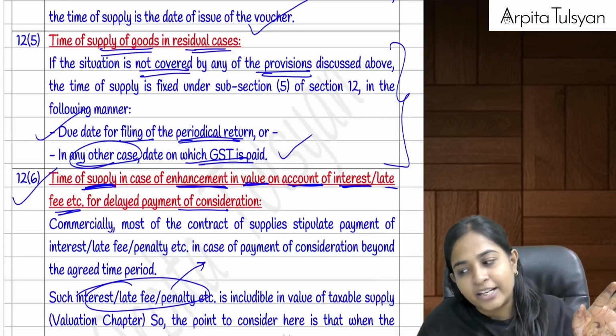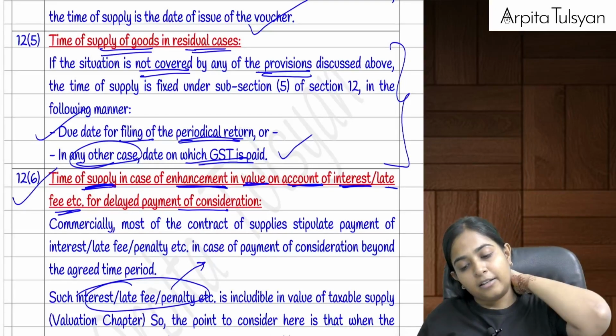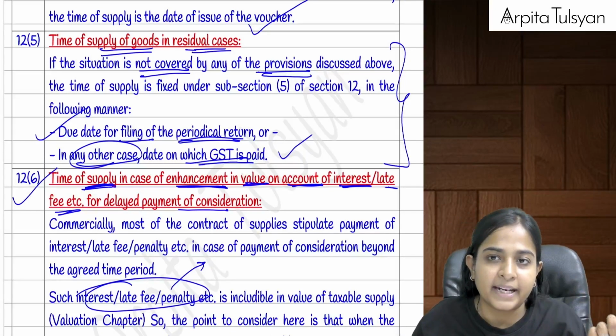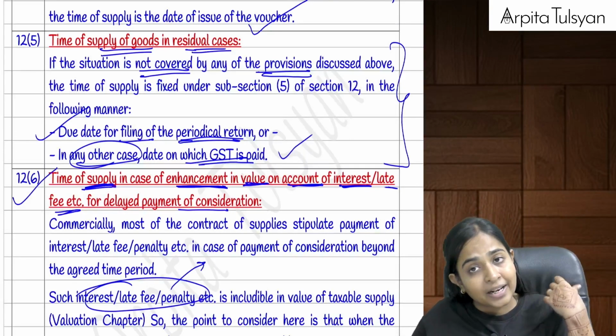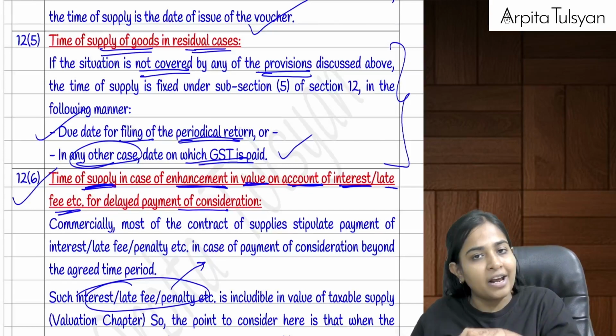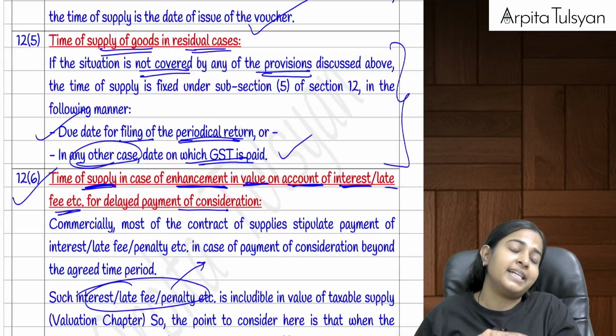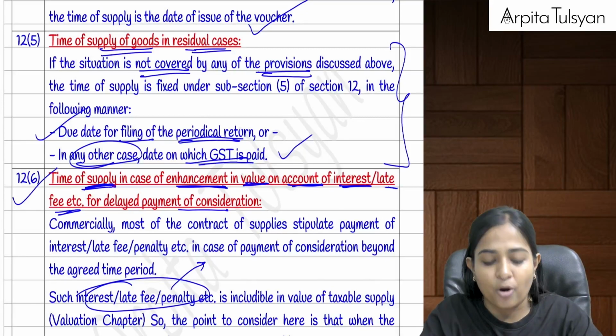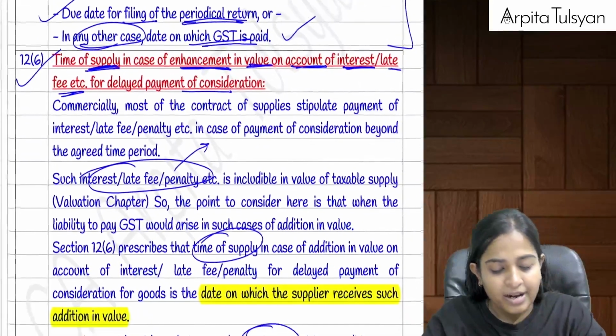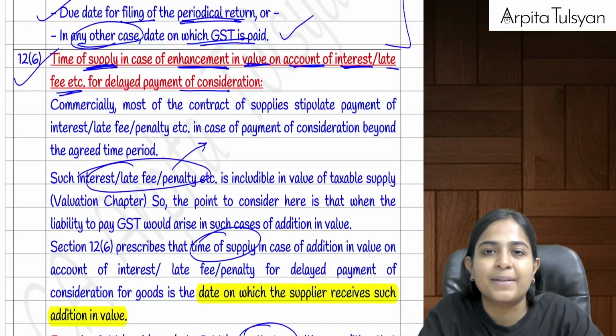So if you have the periodical returns due date available with you, then that becomes the time of supply. If that is not available, that is in the case when you are not registered, whereas you are liable to get registered, so now you are required to pay the tax. In that case, time of supply will be the date when the GST is actually paid on such transaction. And the last one, that is section 12 subsection 6.